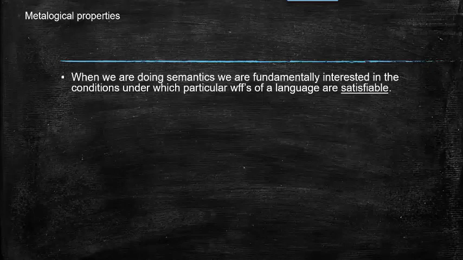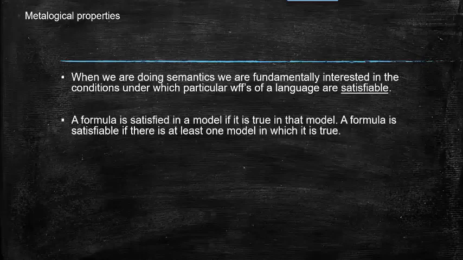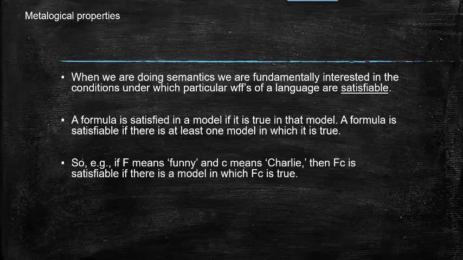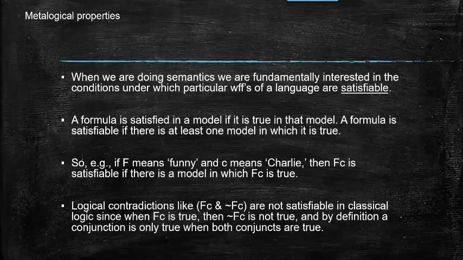When we're doing semantics, we are fundamentally interested in the conditions under which particular wffs of a language are satisfiable. A formula is satisfied in a model if it is true in that model. A formula is satisfiable if there is at least one model in which it is true. So, for example, if F means funny and c means Charlie, then Fc is satisfiable if there is a model in which Fc is true. Logical contradictions like Fc and not Fc are not satisfiable in classical logic, since when Fc is true, then not Fc is false. And by definition, a conjunction is only true when both conjuncts are true.